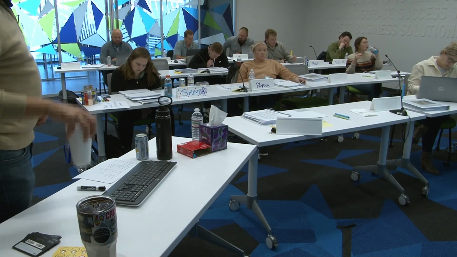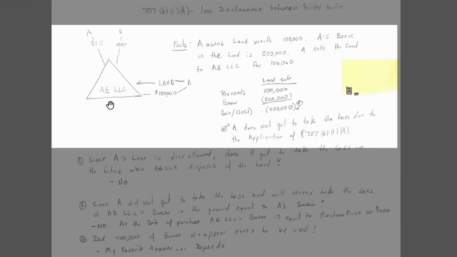Kelsey, who you want to call in? Alyssa. Okay, so which section are we specifically on, Alyssa? 707B1A. Which correlates to which code section? 267, which are losses between related parties. Okay, so what's our facts? A owns land worth 100,000. A's basis in the land is 500,000. A sells the land to AB LLC for 100,000.